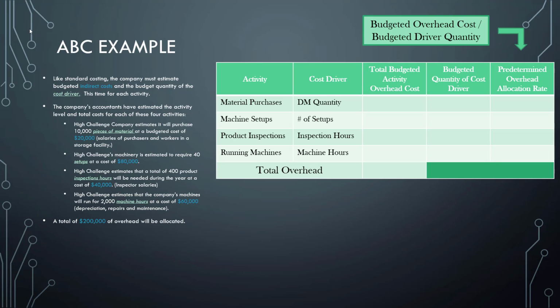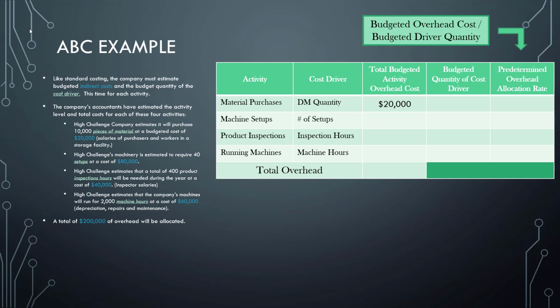Machine setups, what would be a good driver? The number of setups you have to do. Product inspections, how many hours you're going to have to spend inspecting those products. Seems like a fair way to get costs out of our product inspection pool and into our two different types of bicycles. And running machines, or machining if you will, what's the best one there? Typically, if anything is machine-based manufacturing, your best driver is going to be machine hours used to make a particular product. So what are our budgeted costs for each activity?